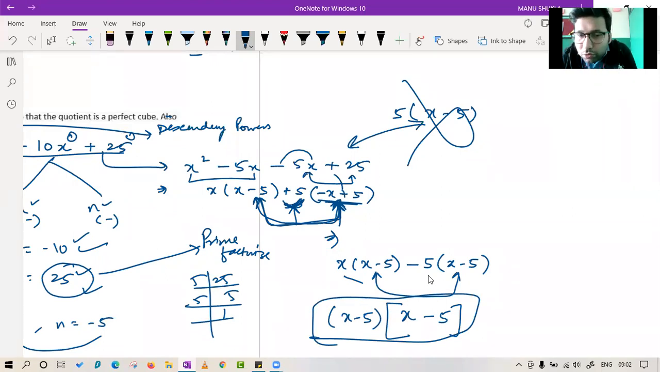So I have solved the same question using identity and using the middle term splitting. Middle term splitting is the final form. It will help you in any question, but identity will help you in particular questions. I hope this is clear to you. Let me erase all this.